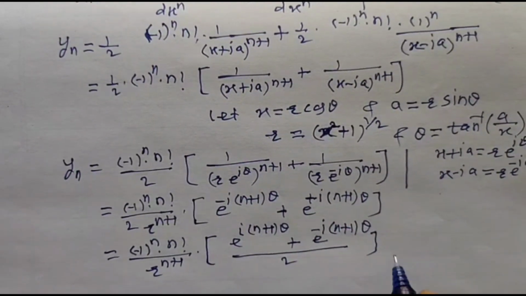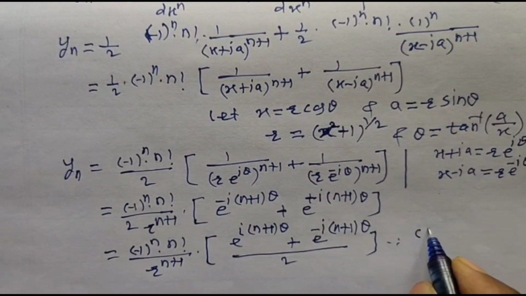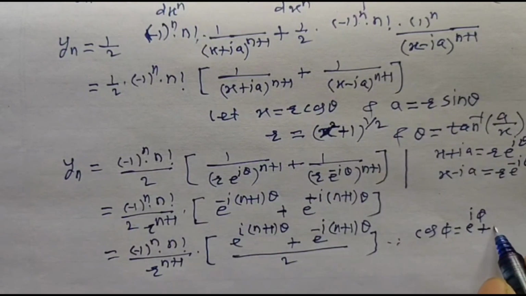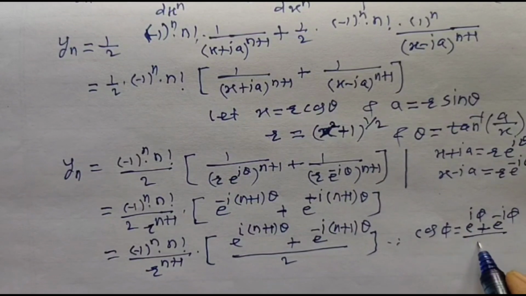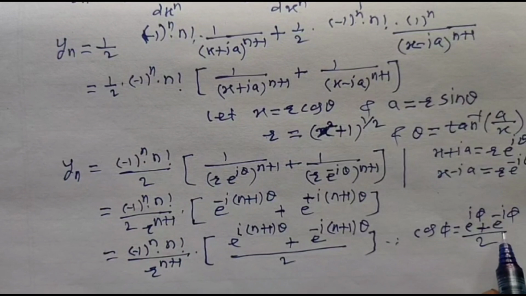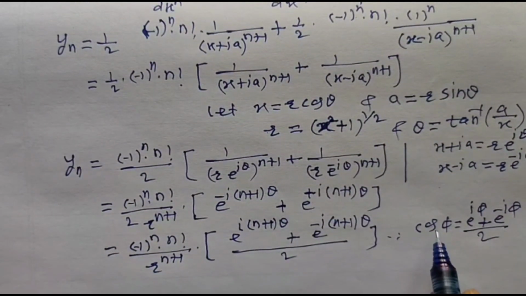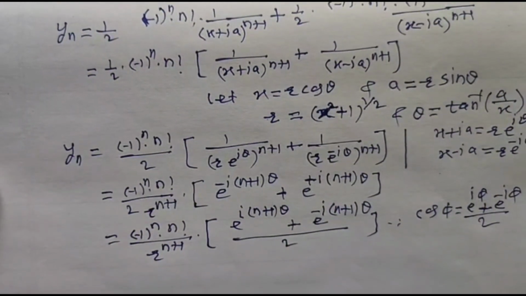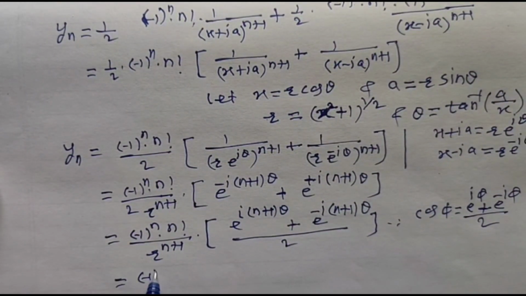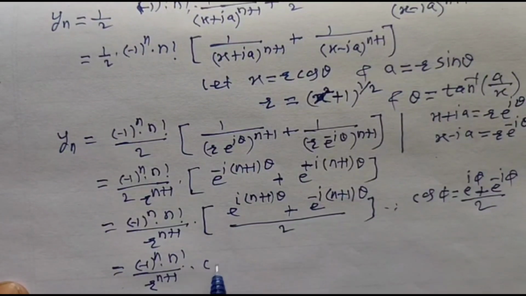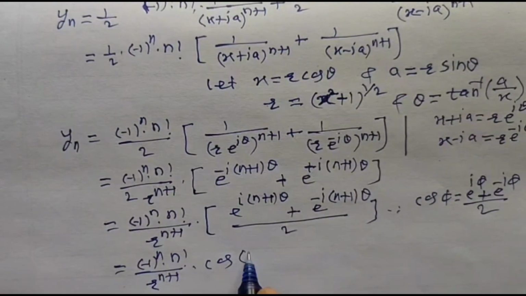But you know the formula, cos phi is equal to e to the power i phi plus e to the power minus i phi divided by 2. Applying this formula, e to the power i phi plus e to the power minus i phi can be written as 2 times cos phi. Phi is nothing but n plus 1 times theta. Then this becomes minus 1 to the power n factorial upon r to the power n plus 1, and this is equal to cos function of n plus 1 times theta.